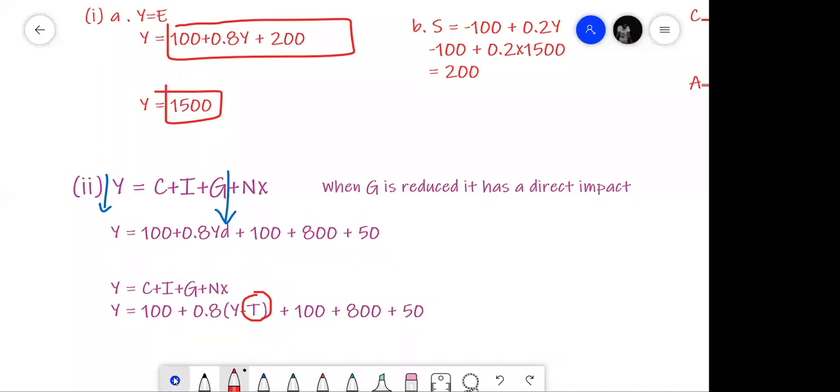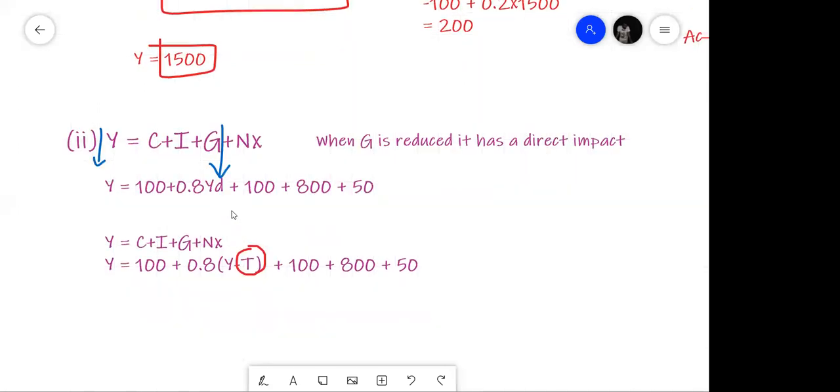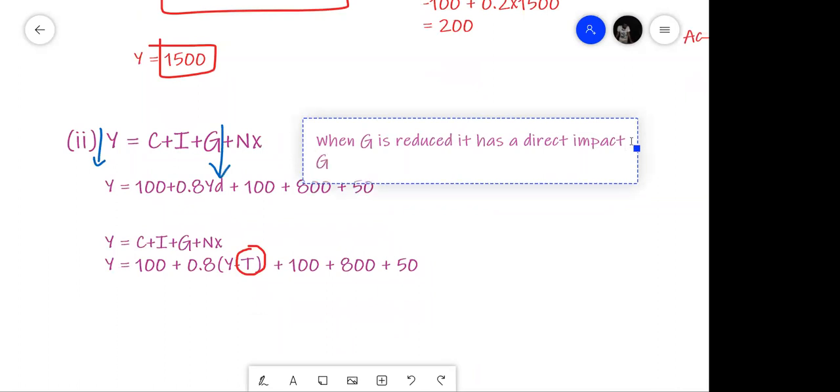Guys, remember this, your taxes first go and affect disposable income. It doesn't directly affect consumption. So when G is reduced, it has a direct impact, where government spending decreases by 500.